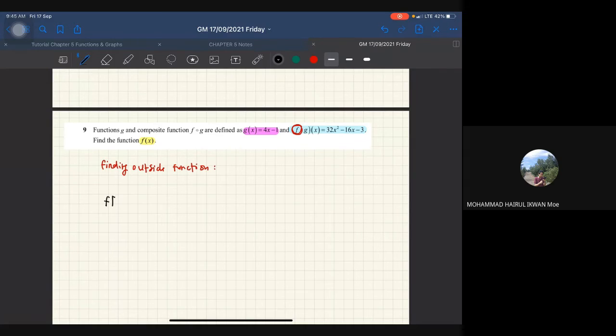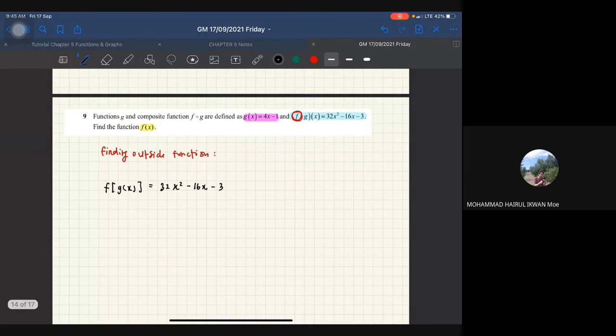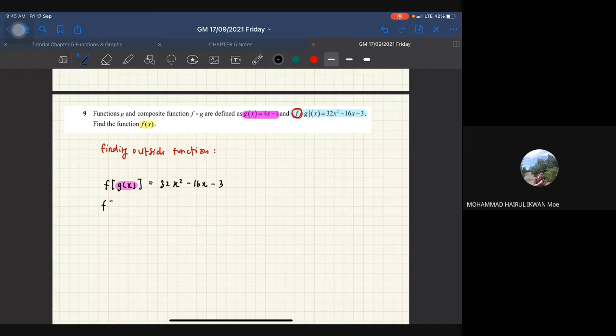So you have f of gx is equals to 32x squared minus 16x minus 3. Macam tu. Okay. And then gx soalan dah bagi. So soalan already give you this gx. So value dia dekat sini. Okay. So awak substitutekan sahaja balik. So you have f dalam kurungan 4x minus 1. Tutup kurungan, salin balik. So you have 32x square minus 16x minus 3.